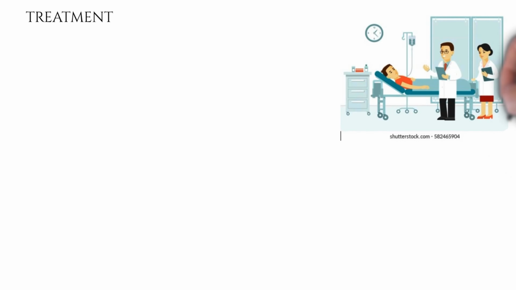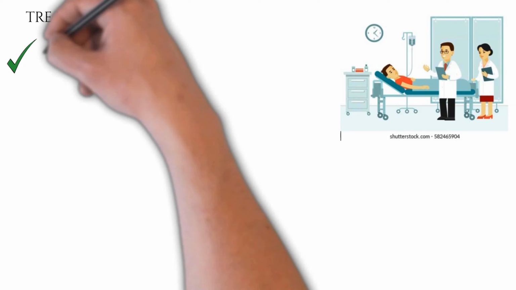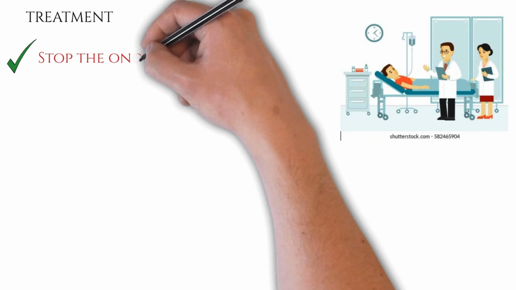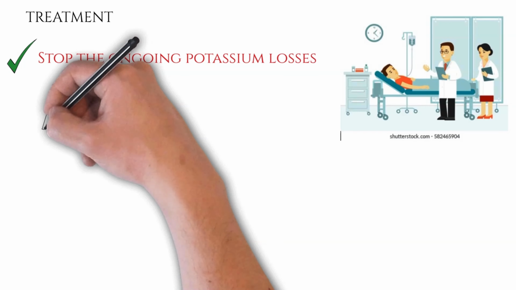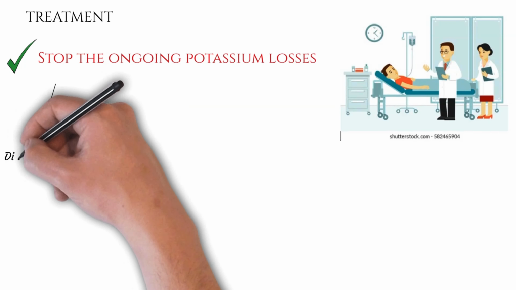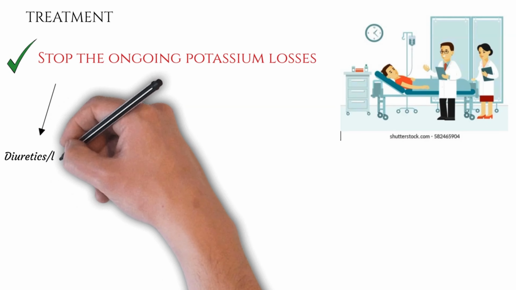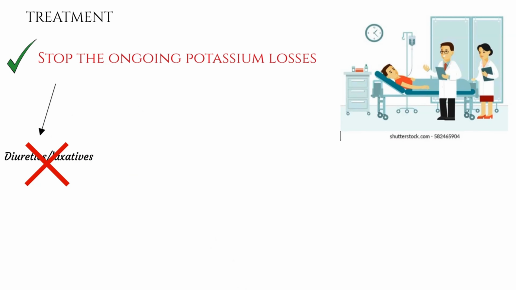So now comes the treatment part of it. How will you treat the patient after having diagnosed with hypokalemia? The first and foremost is we have to stop the ongoing potassium losses. As a patient might be under the treatment of diuretic or laxative, which will cause flushing of the potassium into the urine and stool, so we have to stop those.